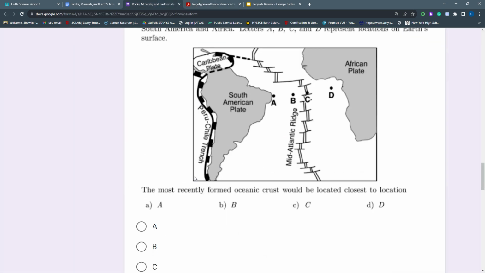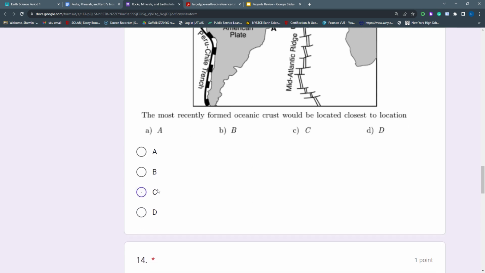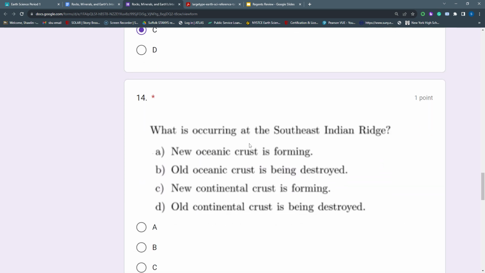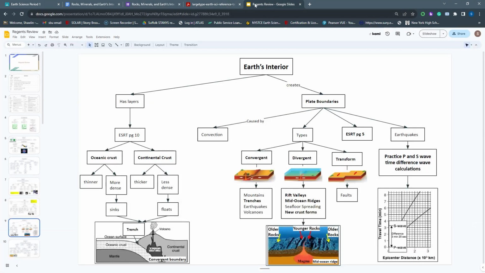So that's why the most recently formed oceanic crust is location C. 14. What is occurring at the Southeast Indian Ridge? The Southeast Indian Ridge is another type of mid-ocean ridge in the Southeast Indian Ocean. And that's why the correct answer is A. New oceanic crust is forming because in mid-ocean ridges, we form new crust.